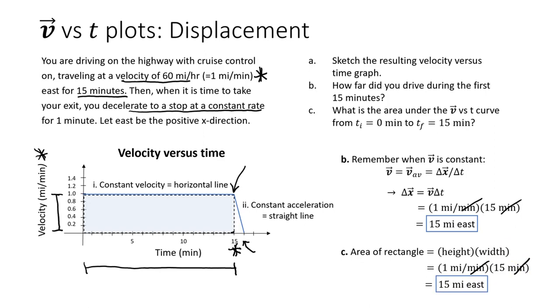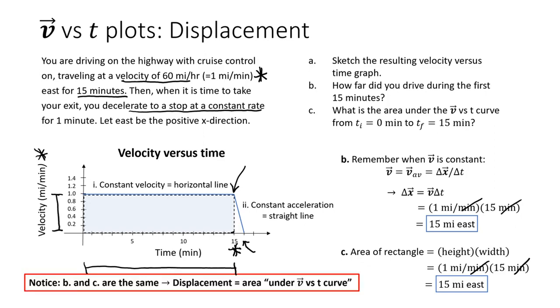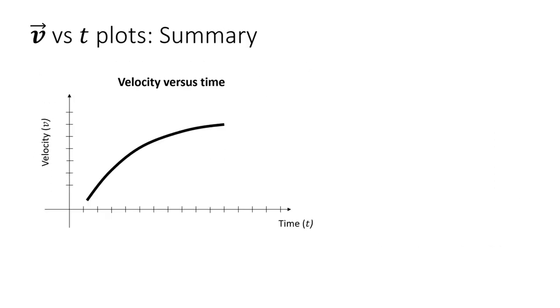So the area of the rectangle, you can see, was exactly equal to the displacement during that time frame. And we did it during this lovely rectangular portion of the graph because that's nice and easy to calculate area, but it's actually true in general. So we always find that the displacement is equal to the area under the v versus t curve over the time frame during which you want to calculate that displacement. Okay, so let's just go ahead and summarize that. Here I have another velocity versus time curve.